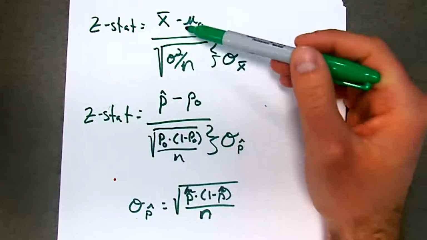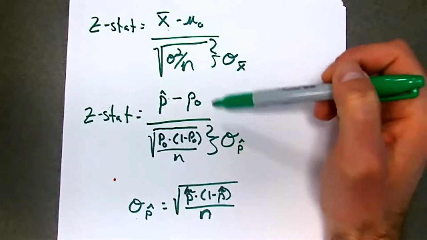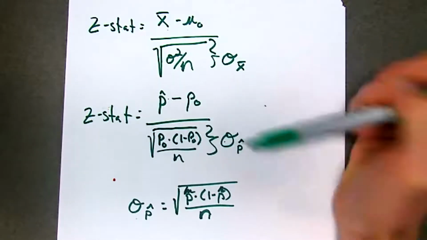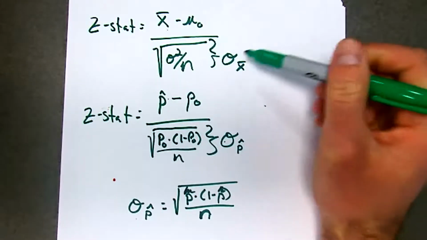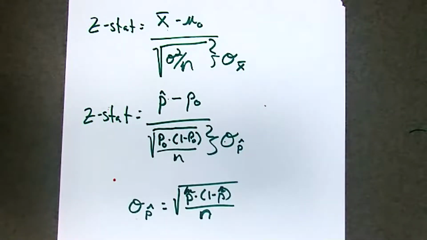When we're calculating these Z values, take the statistic you're interested in, subtract the assumed true value of that statistic, divide by that statistic's standard deviation. It's just that finding the standard deviations is a little bit different when we're looking at means compared to proportions. Okay. Any questions on that before we keep moving?